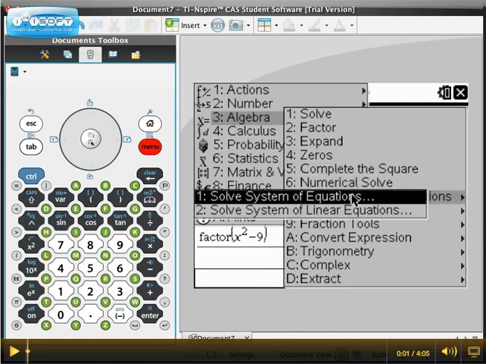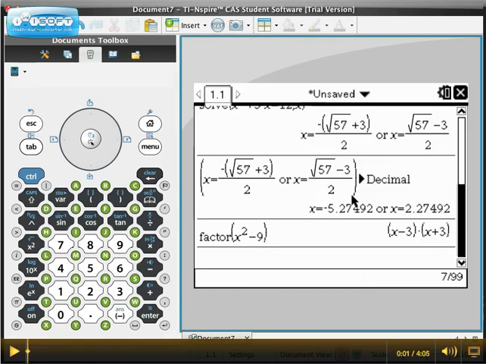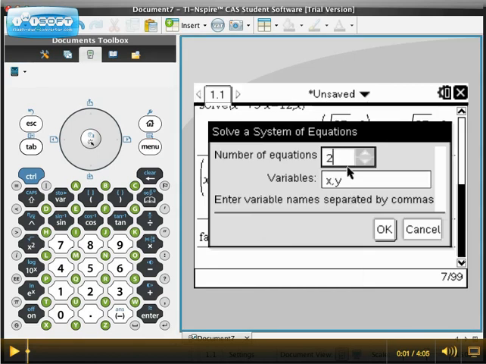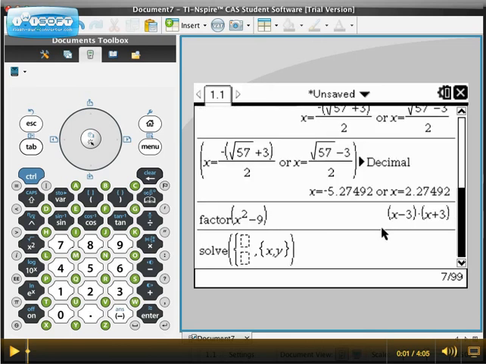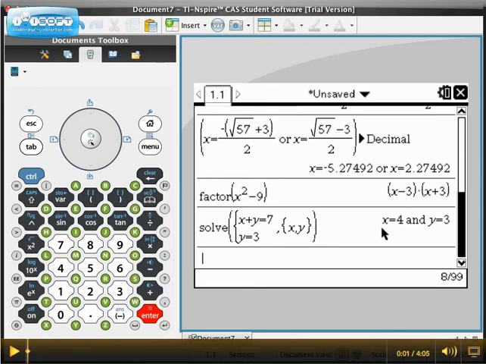But something I think is really helpful is it can solve a system of equations. Okay, so you click that, type in however many equations you want and which variables you're going to be solving for, and then hit OK. Alright, and so then you put in your two functions. So let's say x plus y equals 7 and y equals 3. Again, this is something that we can solve easily, but I'm just showing you how this works. So you punch it in and then hit enter, and it tells you what x and y equal.